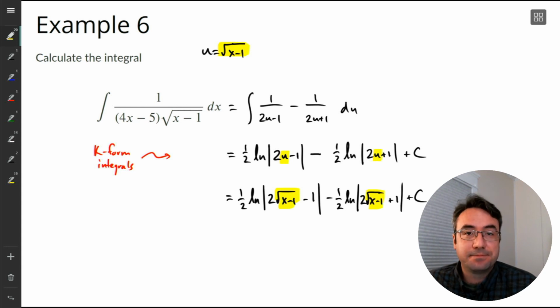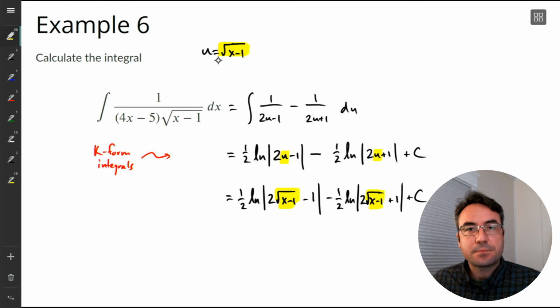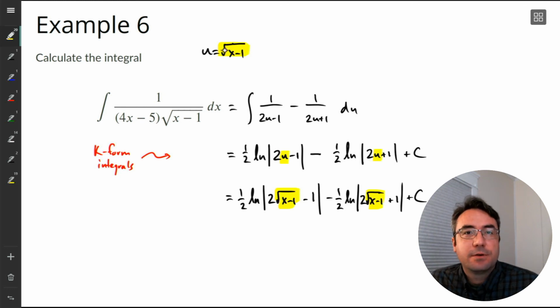We're done. So that's a nice application of being able to do these partial fraction decompositions. Sometimes you can do slightly more clever u substitutions that get you to a rational function, and then from there we know how to handle rational functions. Usually partial fractions is what we do.